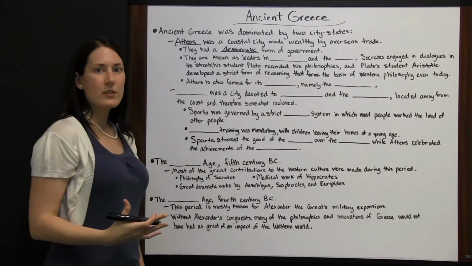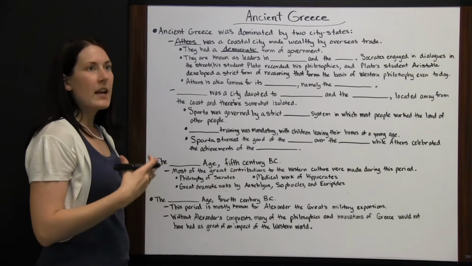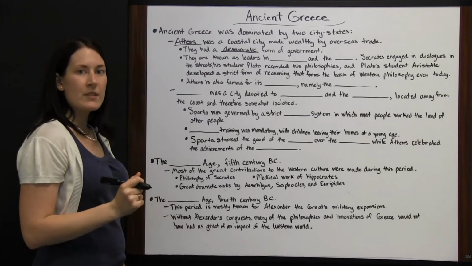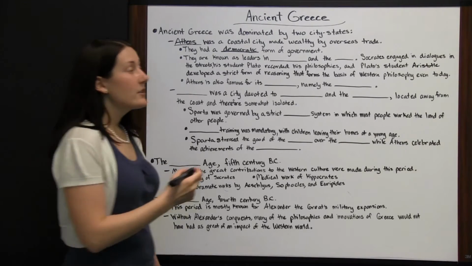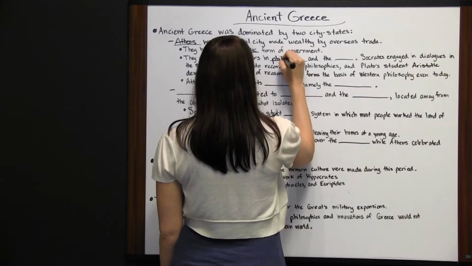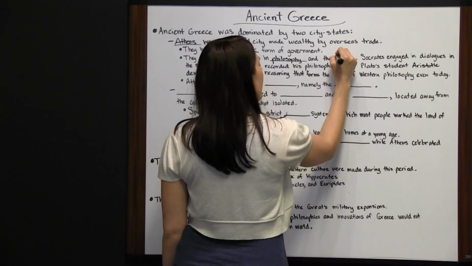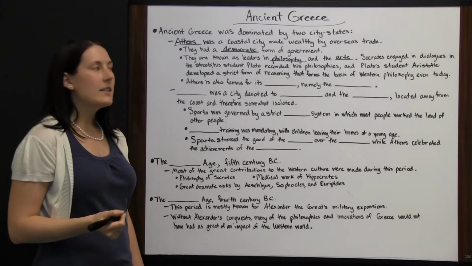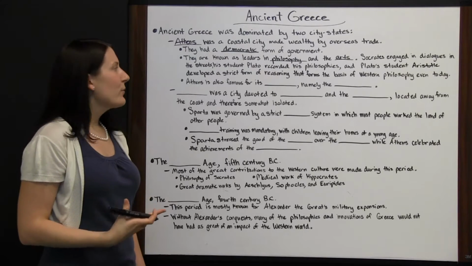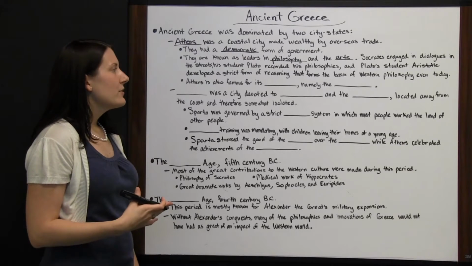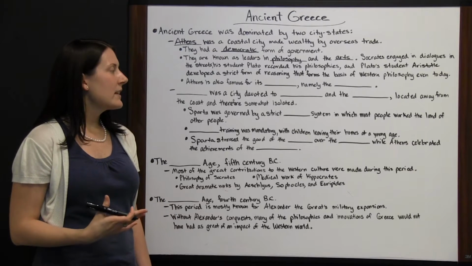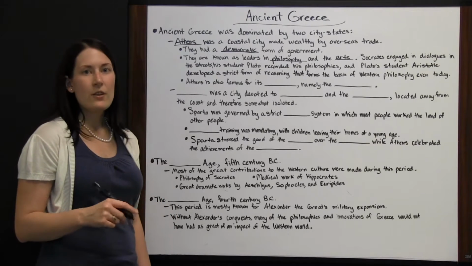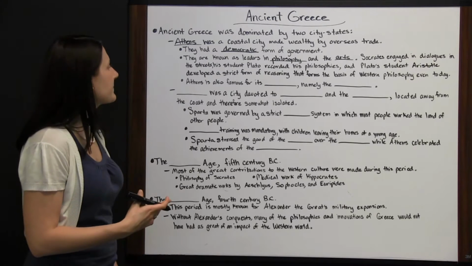So they treated each person as if they were important. There weren't classes. Each person was a part of this democracy. They are known as leaders in philosophy and the arts. In fact, Socrates engaged in dialogues in the street. His student Plato recorded his philosophies, and Plato's student Aristotle developed a strict form of reasoning that forms the basis of Western philosophy even today. And Socrates, Plato, Aristotle, these are all names that I'm sure you've heard before.